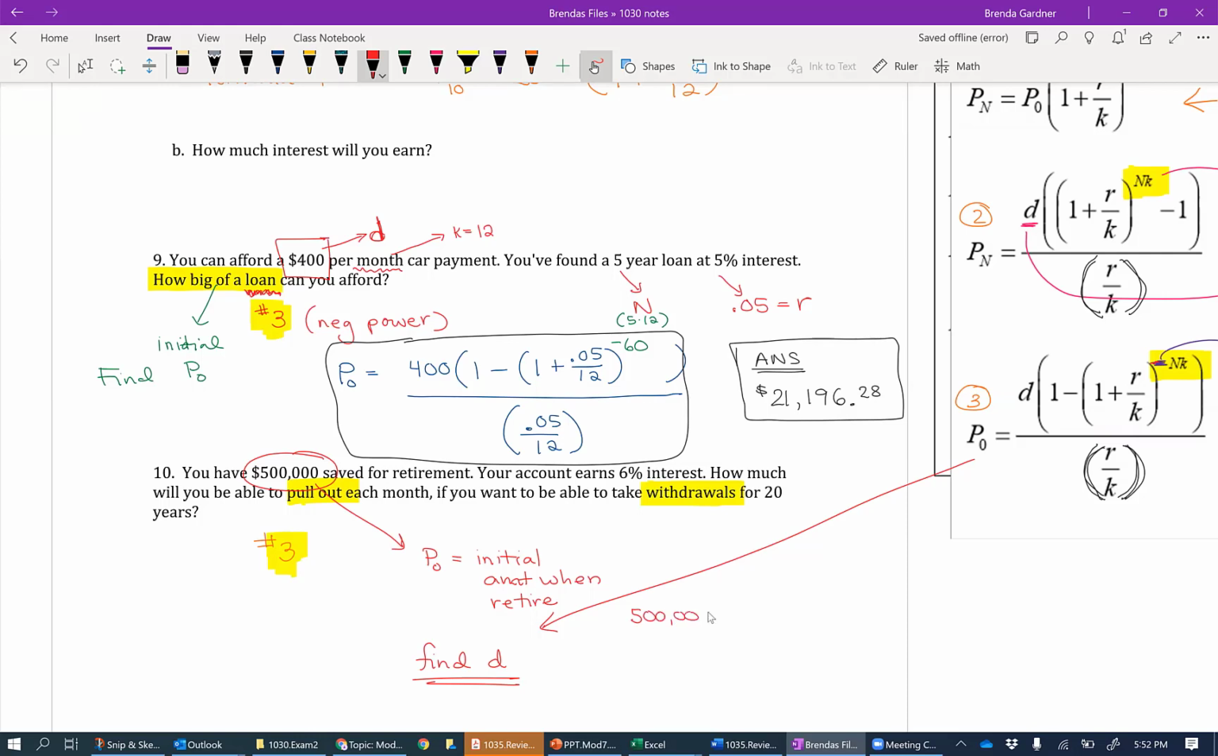And is it monthly? Yep, monthly. And then you're going to want to figure out for 20 years. So it's going to be 20 times 12, but it's going to be a negative.